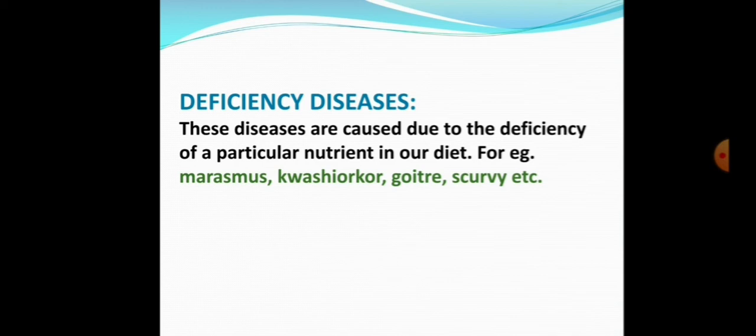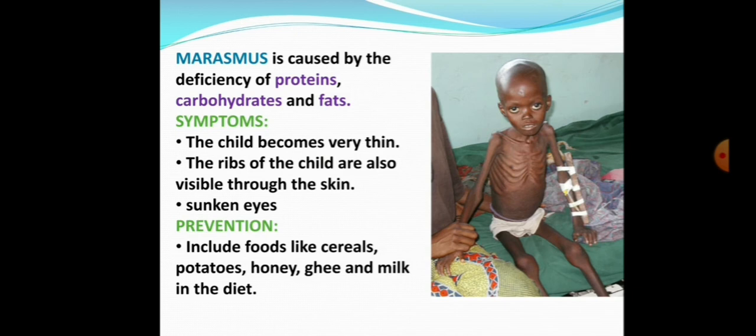We'll start with marasmus. Marasmus is caused by the deficiency of proteins, carbohydrates and fats. And the symptoms of marasmus, you can see in this picture also. In this picture, the child is very thin, so thin that you can even see the ribs of the child. Ribs of the child are visible through the skin, and see the eyes are sunken. So these are the symptoms of marasmus. The child becomes very thin, with ribs visible through the skin and sunken eyes.